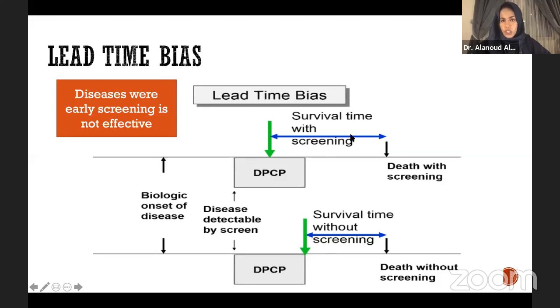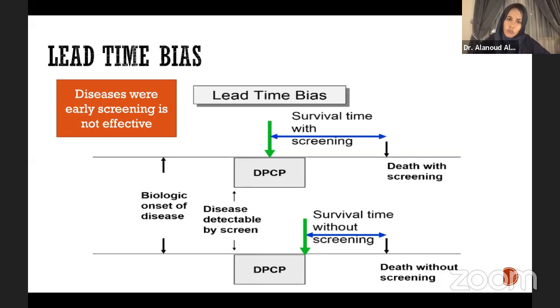And if you can see here in both examples, the outcome, which is death, hasn't changed. It's the same. Screening is the same. However, it appears a benefit, and in reality, this is not survival benefit. The only reason that the survival seems to be prolonged is that we detected the disease early and we classified this patient as diseased early. So this patient is living with disease longer duration because we know that he has the disease, not because the screening is effective.